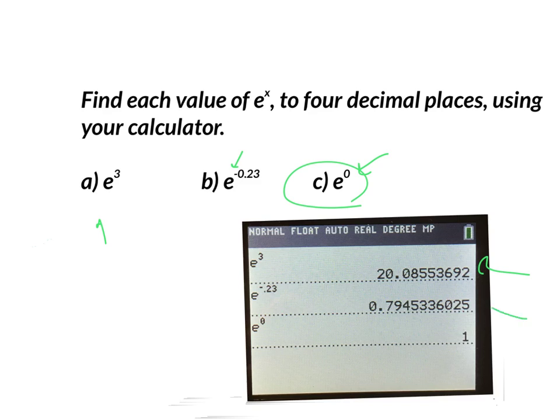E to the negative 0.23. The reason that's a fraction is because the exponent's negative. Whenever the exponent's negative, remember it flips it because it's reciprocal. So that's why it became a fraction or a decimal. And then of course E to the 0 power, anything to the 0 power is 1.